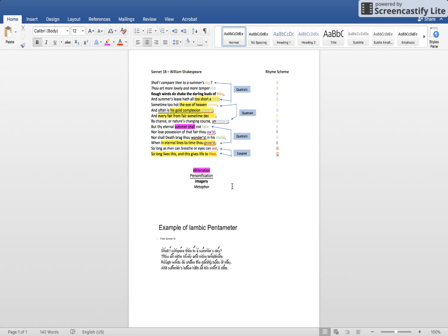And if, again, we're talking about the sun, if his gold complexion, which is the sun, is dimmed, you can visualize maybe some clouds coming over and hiding that sun a little bit, okay?